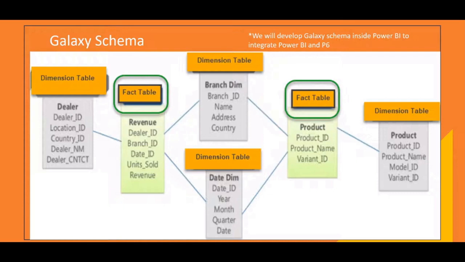So now I think we have learned the types of schemas here. We will now see in P6, understand the data and the schema in the data warehouse, and how data is arranged in P6. So let's move to part 2.